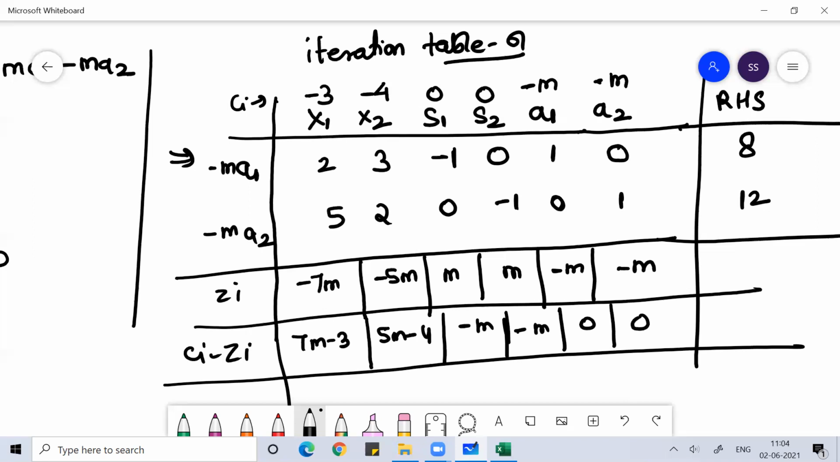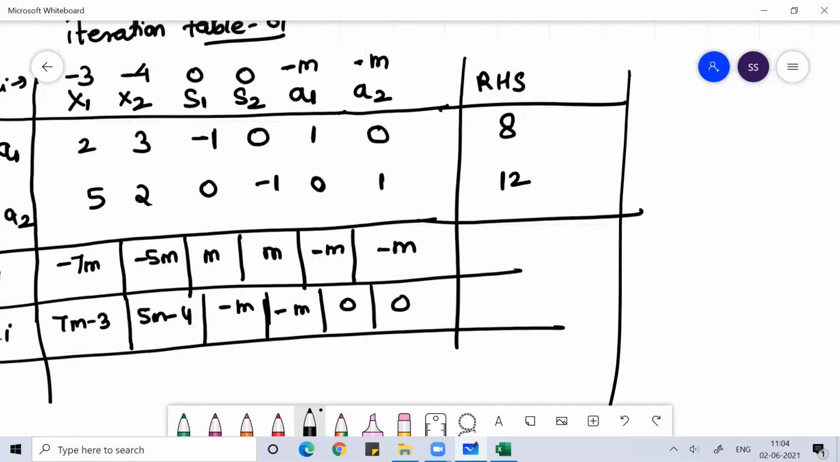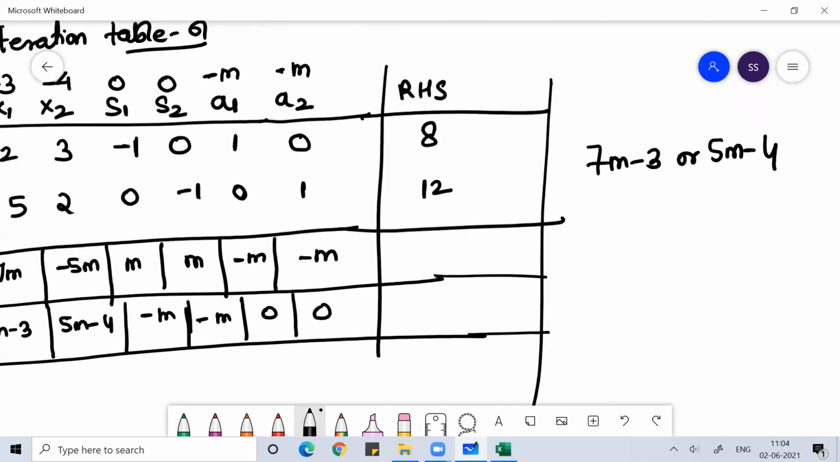So guys, what is M? M is a very large value. So 7M minus 3 and 5M minus 4, which is the bigger value? Imagine I cannot put infinity here. If I said 7 infinity minus 3 or 5 infinity minus 4, they would be the same only, because any product of infinity will be infinity only. So there we cannot decide which is bigger.